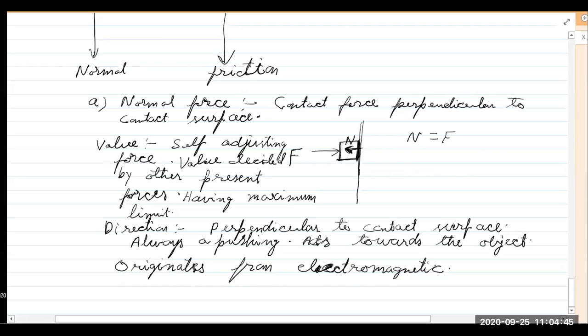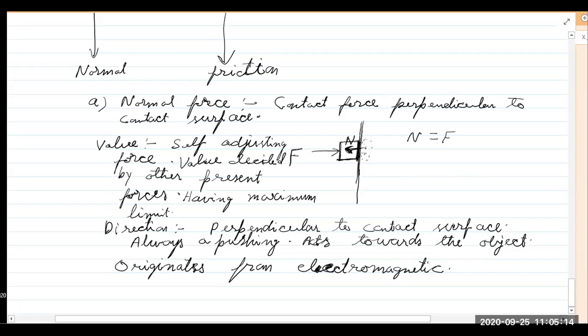So how does it originate from electromagnetic? How does the normal force actually act? Because normal force is also acting due to the material present inside the matter. Whatever molecules and atoms are present in the wall and present here, these are exerting forces, and these forces are a result of the electromagnetic forces, the bonds formed between the different molecules and atoms. So that is coming from the electromagnetic force again.